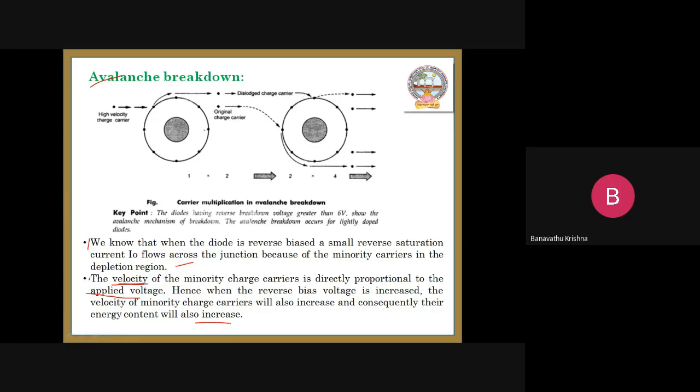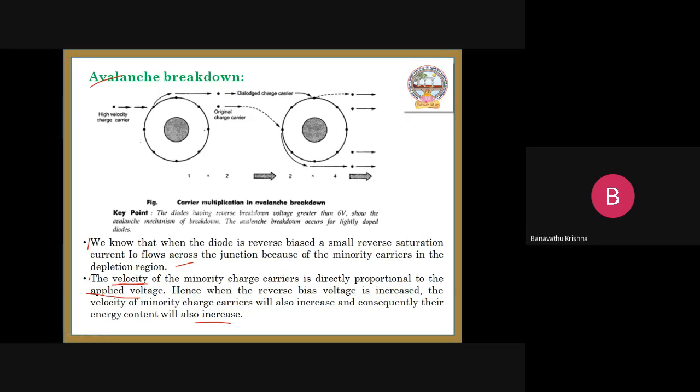Energy means, suppose one person is going to talk to someone, and initially has a small amount of energy, and then other persons are added, so the energy increases. Like that here also, as the reverse bias voltage increases, by applying this reverse bias voltage the minority charge carrier's velocity increases, and it will be hitting the atom.